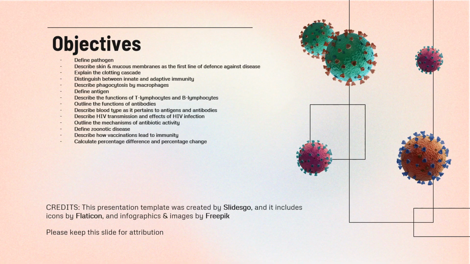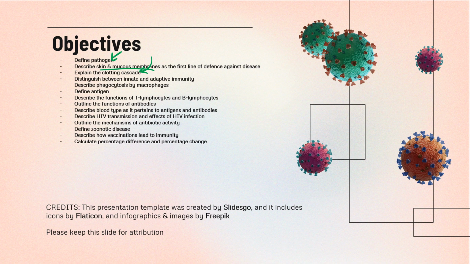And on that note, my friends, we did it. We achieved all of these objectives. There are so many. Pathogens are disease-causing agents. Skin and mucous membranes are the first line of defense against disease. But if they break, we've got that clotting cascade where we have platelets and clotting factors turn the prothrombin into thrombin, which turns the fibrinogen into fibrin, which makes a mesh that closes up the wound, makes a scab or a clot.